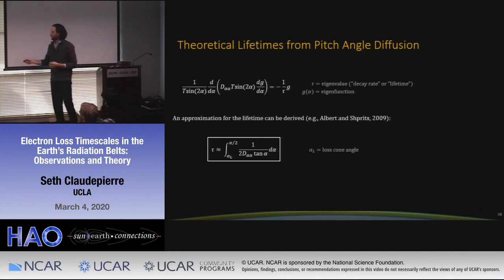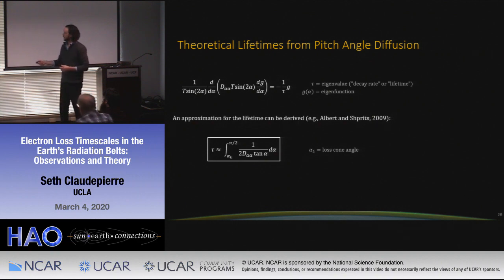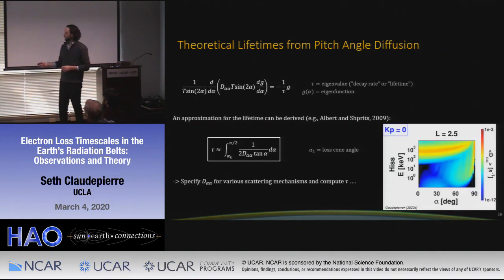So the particle lifetime, the decay timescale, basically goes like 1 over the diffusion coefficient, integrated from the loss cone angle up to 90 degrees. So the idea now is that we take our favorite scattering mechanism, say plasmaspheric hiss waves, which is what's shown here. We compute the diffusion coefficient, D alpha alpha, for that scattering mechanism, and then run it through this formula, and that tells us what the decay timescale should be for scattering via hiss waves in this case.